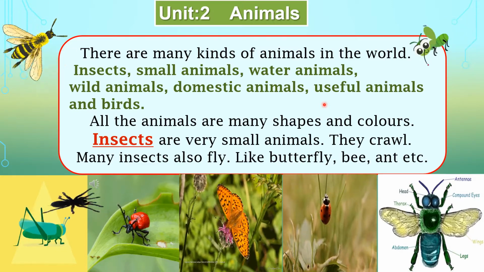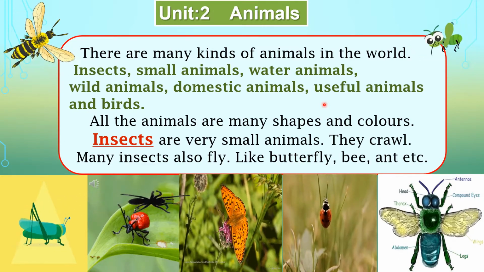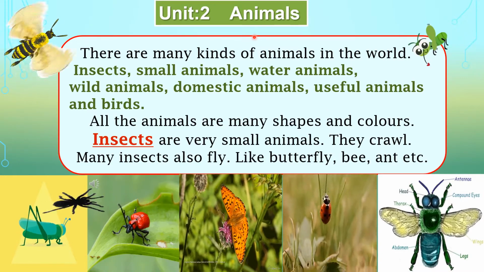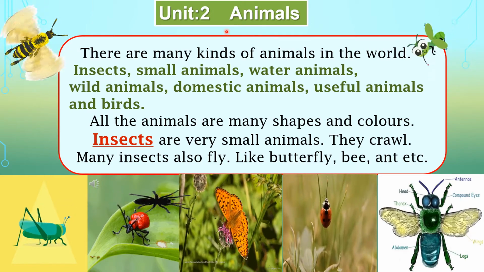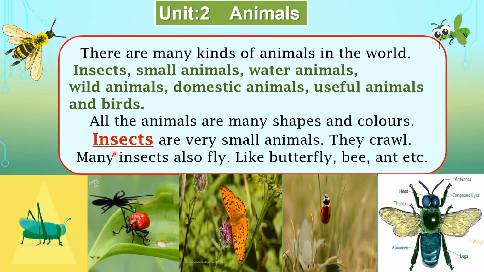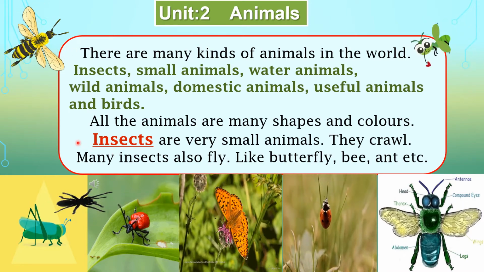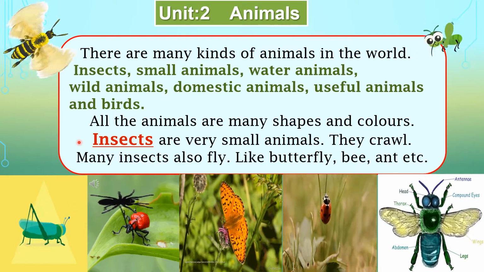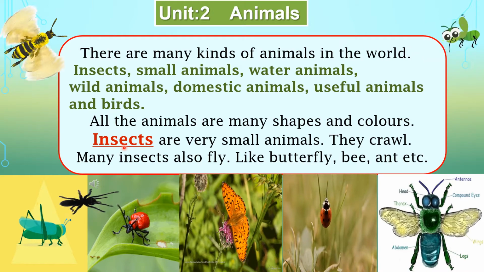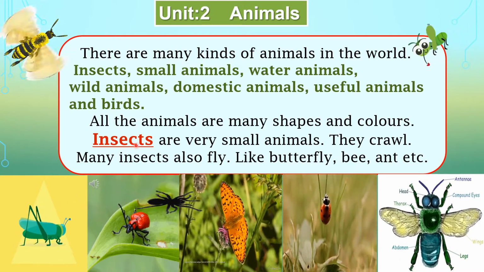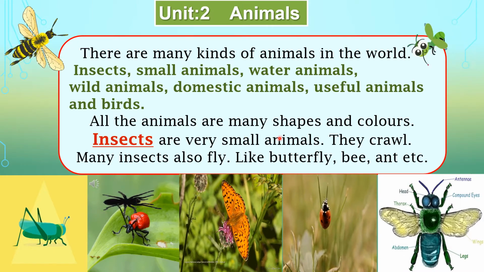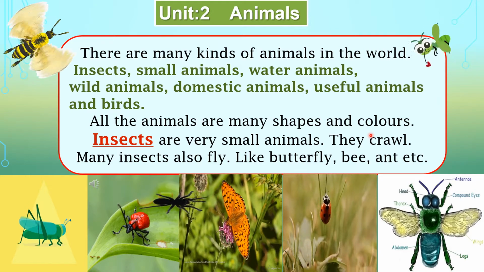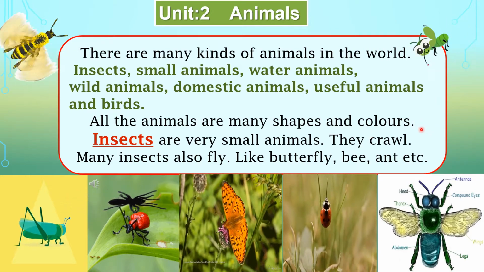So, my dear students, now open up your science book, page 6, Unit 2, Animals. First, we will do reading and then I will explain some things about the specific kind of animal. On your page 6, there is only one sentence, and that is Unit 2, Animals. All the animals are in many shapes and colors. As I told you, in the world there are different kinds of animals.